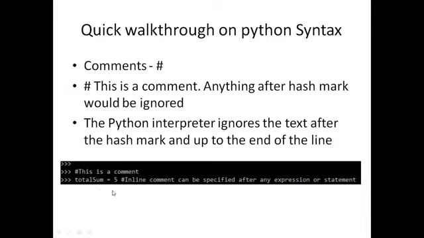Then I'm going to declare a variable, total sum, and assign a value of 5 to it. Anything that comes after the hash mark will not be considered by the Python interpreter. It will just be ignored. You can provide an inline comment or multiple comments if you want. So this is how you write comments in Python.